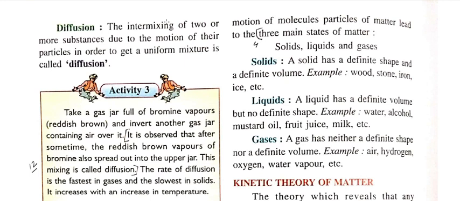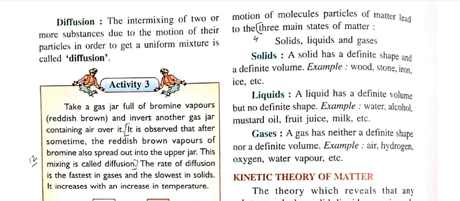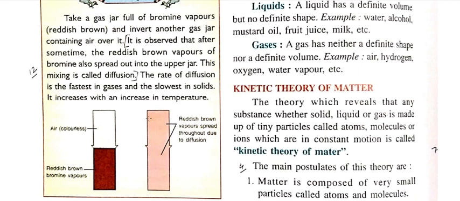As we have seen, molecular movement is present in nearly all things, so by this movement everything tries to intermix with each other. Diffusion is a phenomenon of intermixing of two or more substances, and this can be proved by this activity. I am pointing the mouse cursor here, activity number 3. Now take a gas jar full of bromine vapor that is reddish in color and invert another gas jar containing air over it. Air has no color.